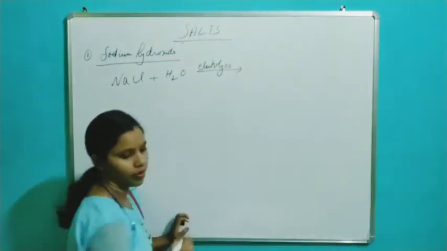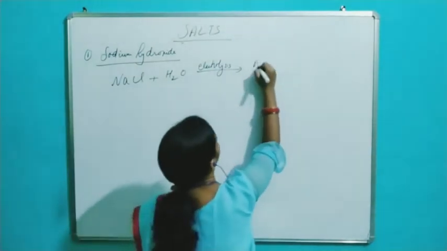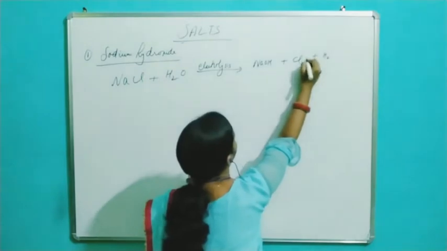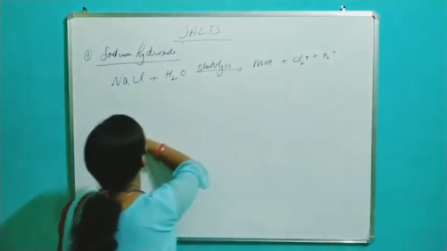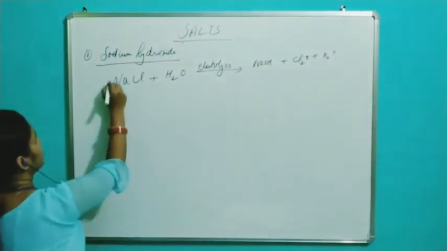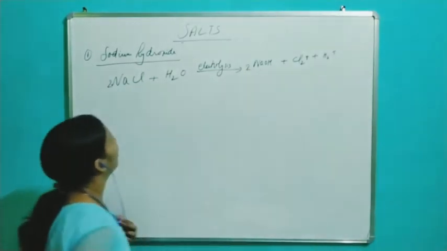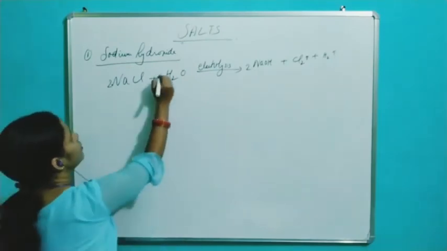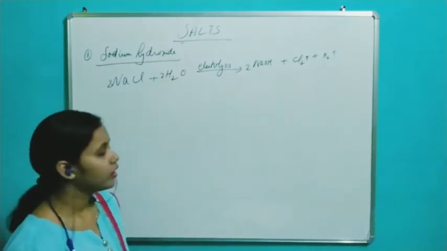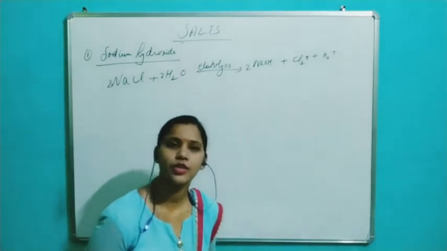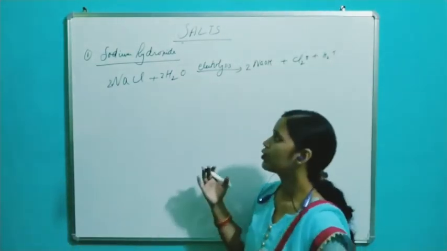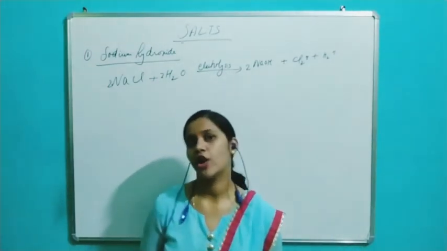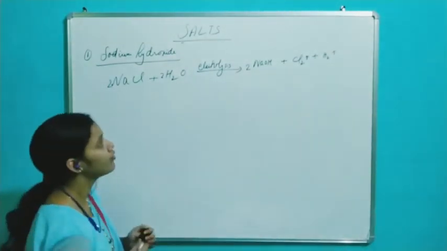So by the electrolysis of NaCl we can get three products. What are the three products? We will get NaOH plus Cl2 gas plus H2 gas. We can balance this. Alright. So we can get sodium hydroxide by the electrolysis of NaCl, and the products obtained during this reaction are also very, very useful.